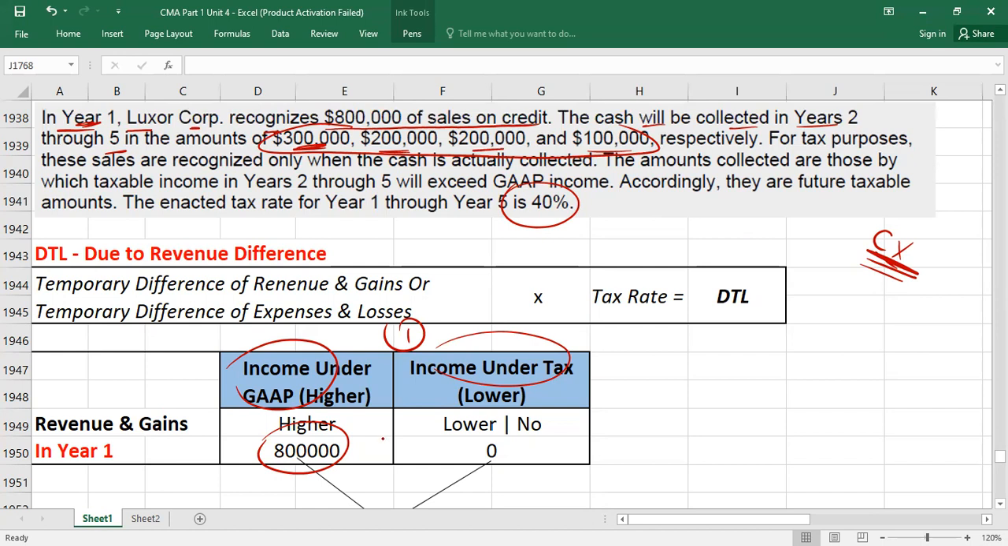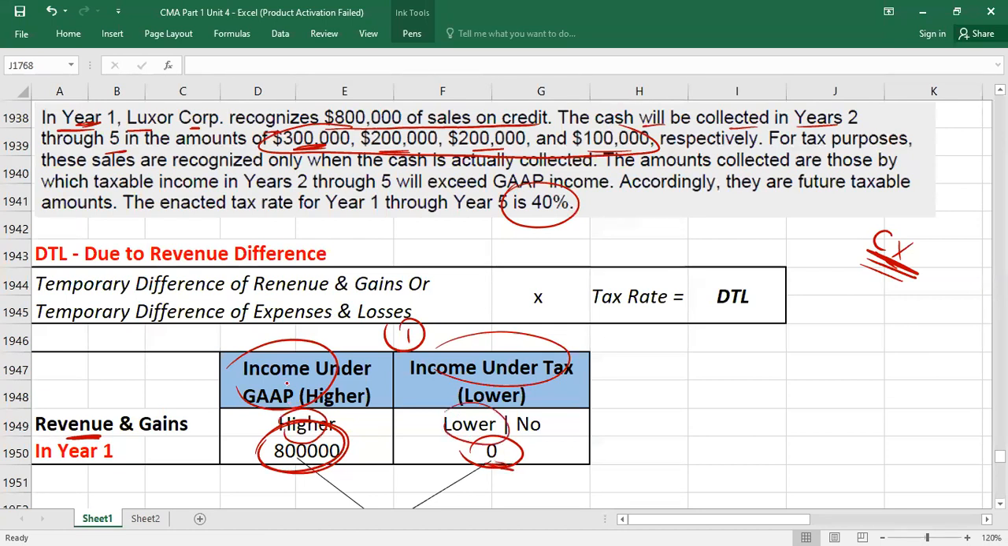In this year, I have recorded under accounting how much income? 800,000. And in this year, I have not recorded an income under tax. Why have I not recorded? Because cash is collected from year 2 onward. It means in this year, what happened? Is this data relevant to revenue or expense? This was revenue. So under GAAP income is higher and under tax income is zero.